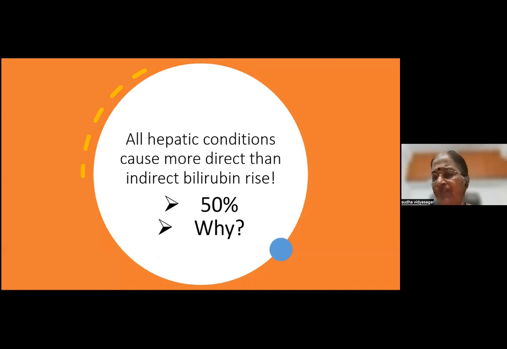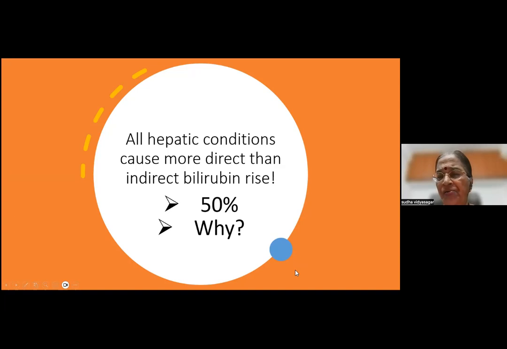Why is that? Why do you get more of direct? The liver goes, both functions must go, right? The conjugation function and the excretion function, both must go. But why do you get more of direct than indirect? Why do you get more of direct than indirect? Anybody?